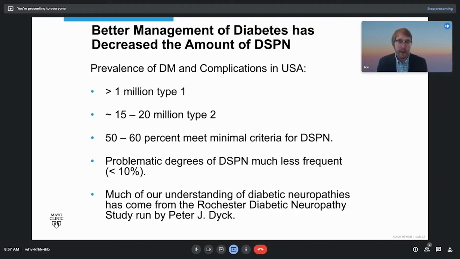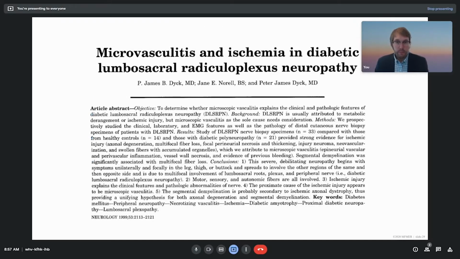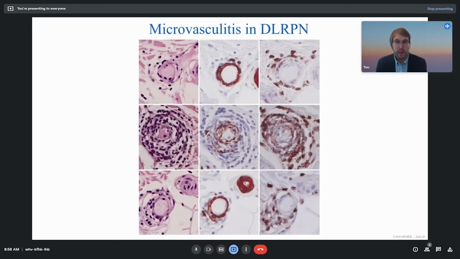And much of our understanding of diabetic neuropathies has come from the Rochester Diabetic Neuropathy Study, which was organized and run by Peter Dyck. James Dyck, Peter Dyck's son, also investigated the type of neuropathy called diabetic lumbosacral radiculoplexus neuropathy at Mayo Clinic, and found that it was an immune attack against the microscopic blood vessels in a nerve, and when those blood vessels are attacked, they stop supplying blood to the nerve, and then the nerve partially dies, and that causes pain and then weakness, usually in a thigh and in the distal leg, and it is usually asymmetrical, starting on one leg, and may spread to the other leg and then involve the hands.